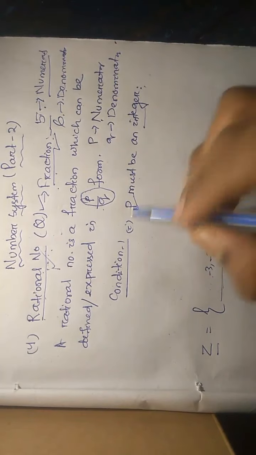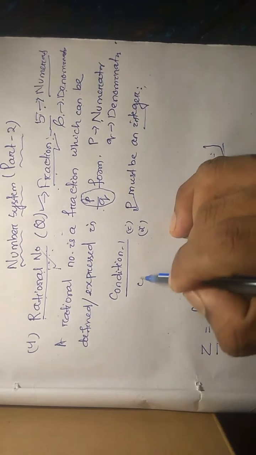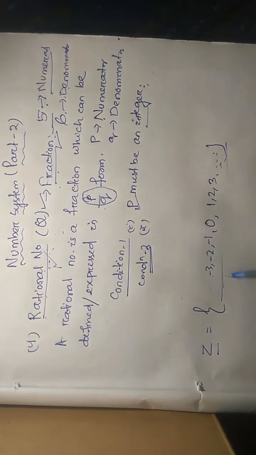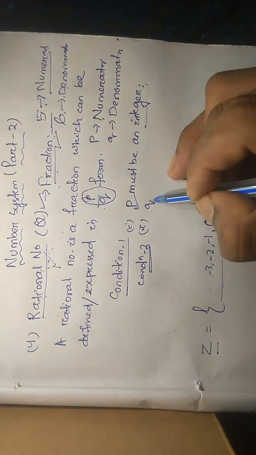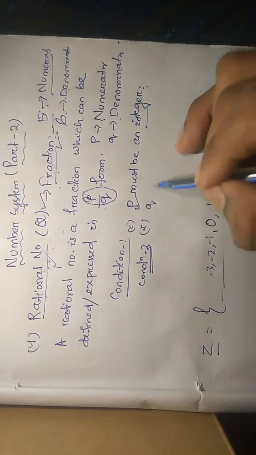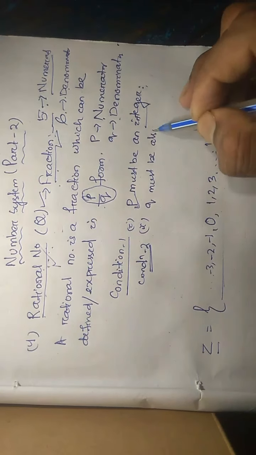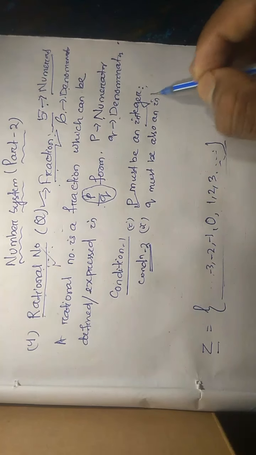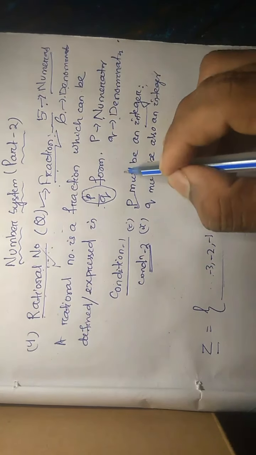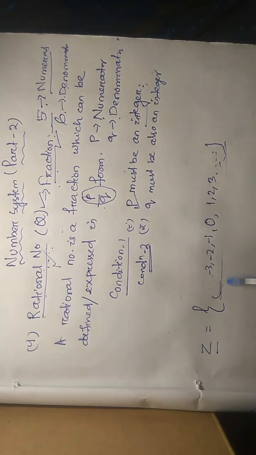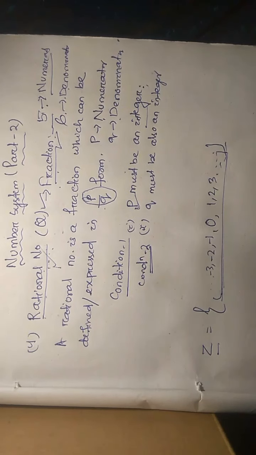Now coming to the second condition, that is condition 2. The condition 2 says that Q, the denominator, must also be an integer. So P is an integer and Q must be an integer. That means Q can be any number out of the set Z.